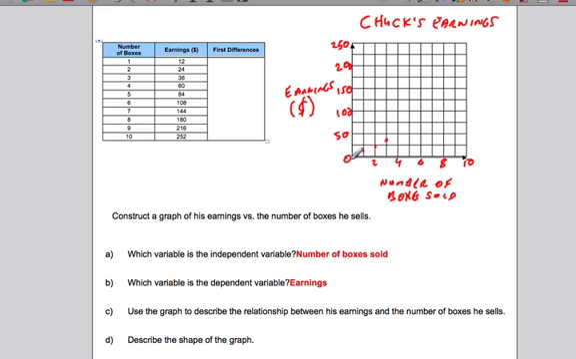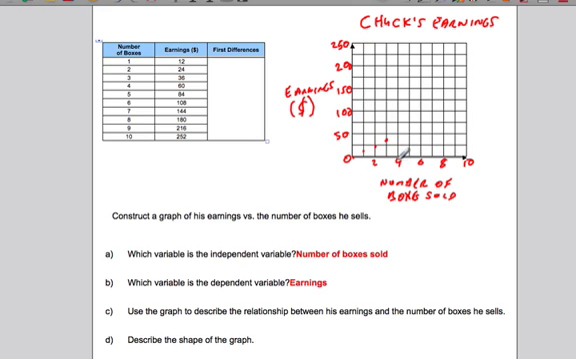And we're not going to draw a line here because one important thing is that these are discrete values. Chuck can either sell one box or two boxes. He can't sell 1.5 boxes. So we're not going to join a line because there's only these possibilities. He can sell one box, two boxes, or three boxes. So we're not going to join the points with a line.